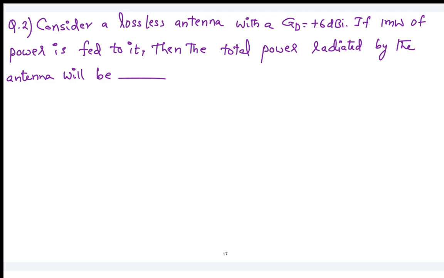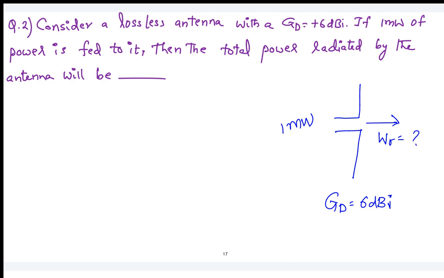Next question. So if I understand about the gain of the antenna, you will be able to answer this. So consider there is a lossless antenna with a directive gain of 6 dBi. If 1 milliwatt power is fed to the antenna, then what is the total power radiated by the antenna? So this is my antenna having a directive gain of 6 dBi. And I have a power of 1 milliwatt. So what will be the radiated power? So tell me, what is the value?